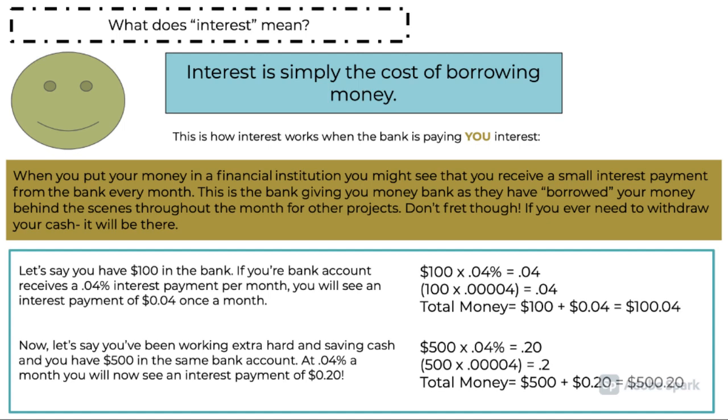This is how interest works when the bank is paying it to you. When you put your money in a financial institution, you might see that you receive a small interest payment from the bank every month. This is the bank giving you money back as they have borrowed your money behind the scenes throughout the month for other projects. Don't fret though, if you ever need to withdraw your cash, it'll be there. Look below to see how interest works.